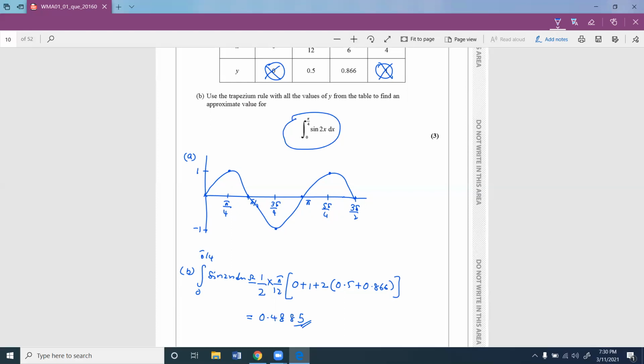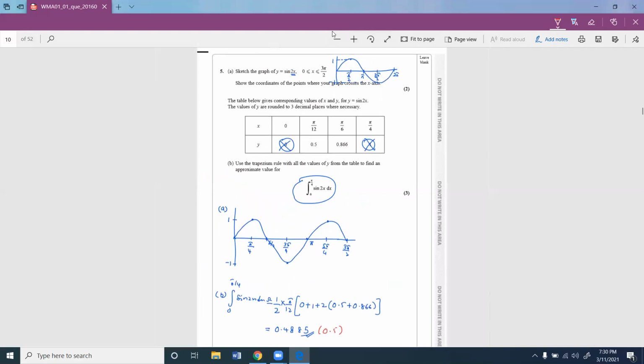pi by 4 from 0 of sine 2x. So the approximated answer is 0.5. So you can say literally this value is almost close to that. So we have kind of evidence to say that our integration answer is correct. So that's a way of getting this. This is the supportive graph, to understand the basic graph, with that you can get into this answer.